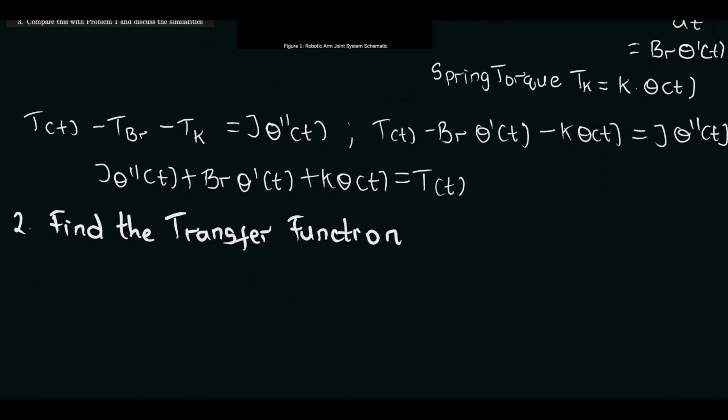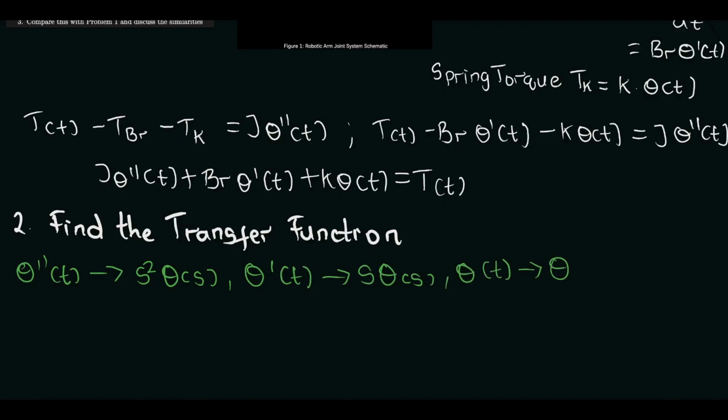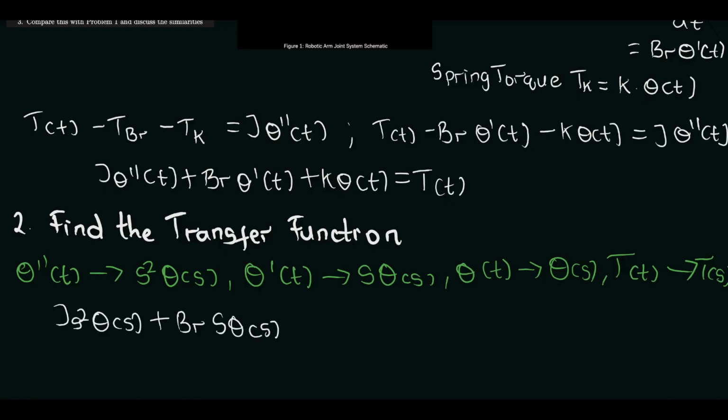To find the transfer function, we have to convert it to our s domain. So the theta prime prime of t will become s squared theta s, and your theta prime of t will become s theta s. So theta of t will become theta s, and your T of t will become T of s. Substituting this inside the differential equation, you have J s squared theta s plus B_R s theta s plus K theta s equals T of s.